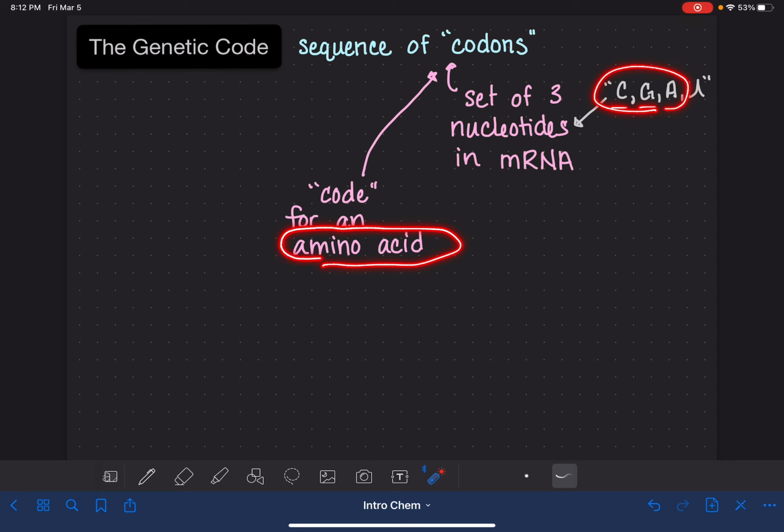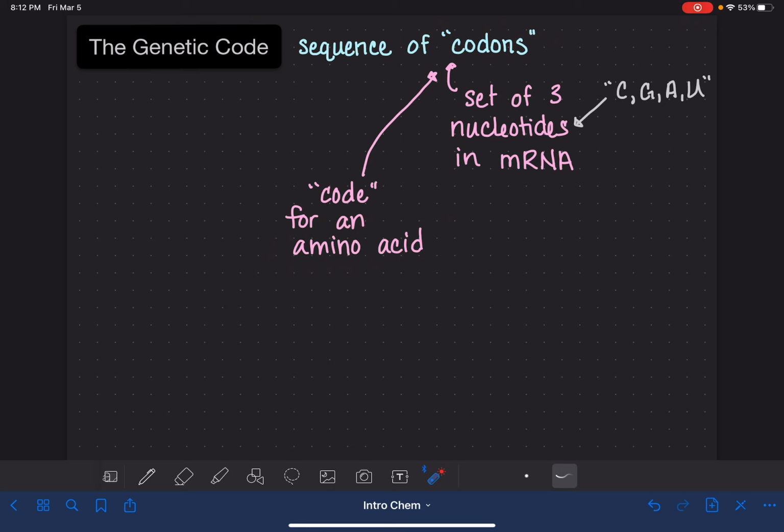There are 64 possible 3-letter combinations using the letters C, G, A, and U. That's a ton. There are only 20 amino acids. So that means that many of these 3-letter combinations are going to correspond to the same amino acid. There's multiple codons that correspond to any one particular amino acid.